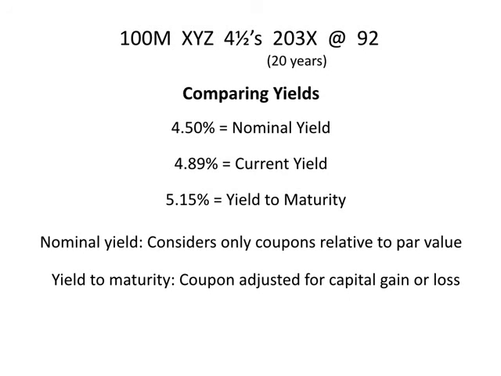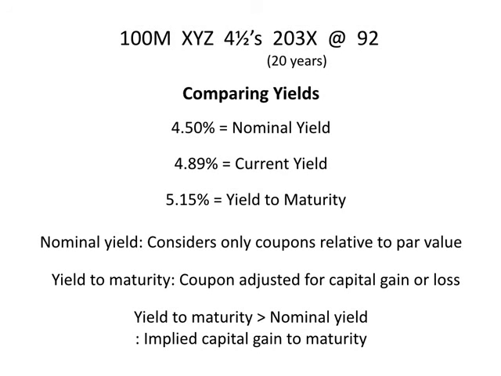Recall what's factored into those calculations. Nominal yield reflects only the coupons relative to par. Yield to maturity reflects the coupons, but also is impacted by the implied capital gain or loss. If the yield to maturity is greater than the nominal yield, that implies a capital gain to maturity. Absent a default by the issuer, at maturity a bond will be worth its par value. The only way an investor could get a capital gain to maturity is if the bond today could be purchased at a discount to its par value.